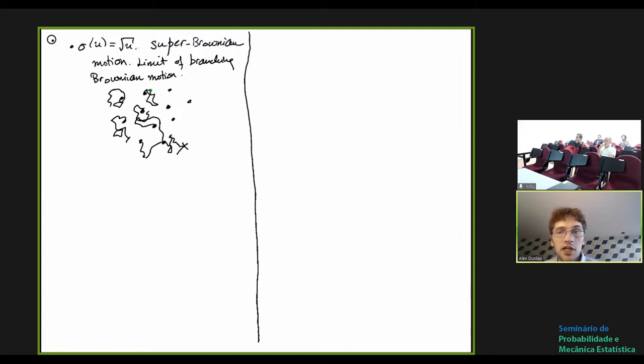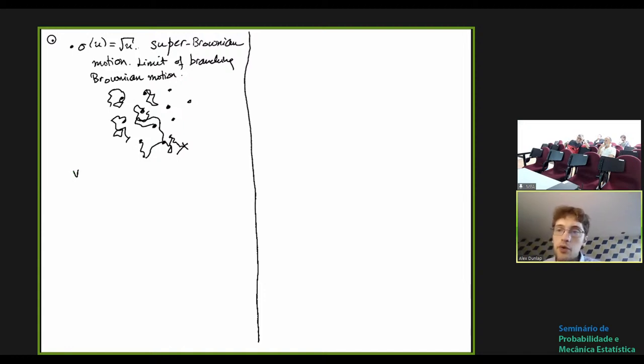And if you take a scaling limit of this process, so you take a large number of particles and you say the particles should branch at a very high rate, then in fact the density of particles will converge to a solution of the stochastic heat equation with sigma of u equal to square root of u. And so where does the square root come from?